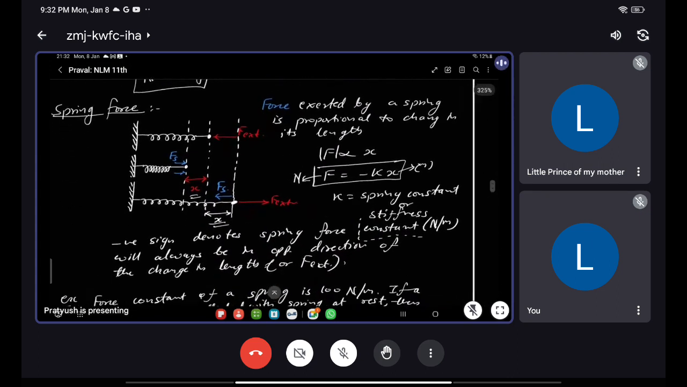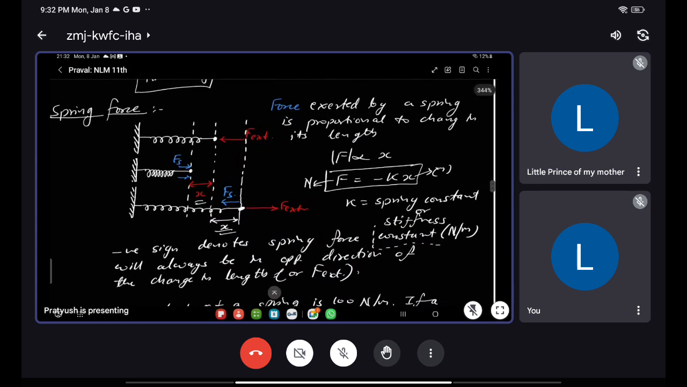Now next is spring force. See, spring force is always acting in opposite direction to the external force. Always remember, if the external force is trying to pull out the spring, then the spring with all of its force will try to resist that motion and it will try to regain its original shape and size. Got it?